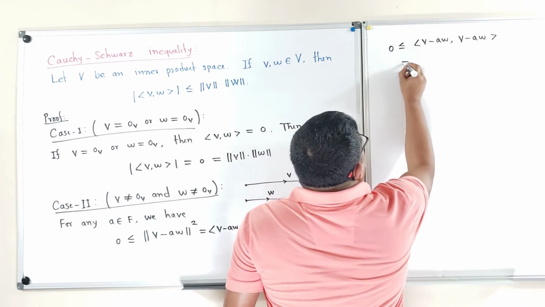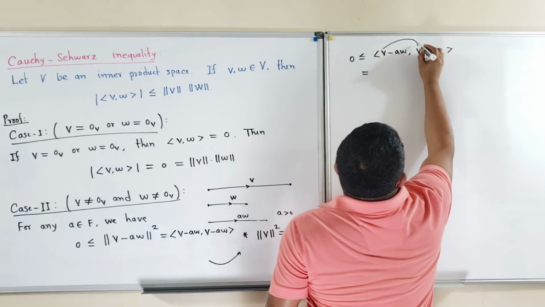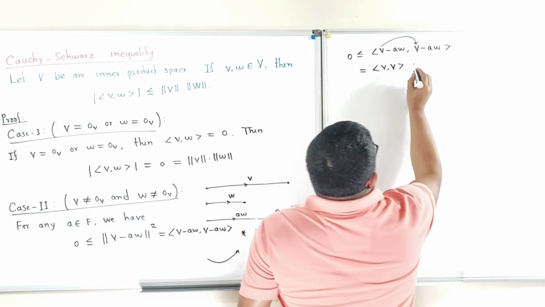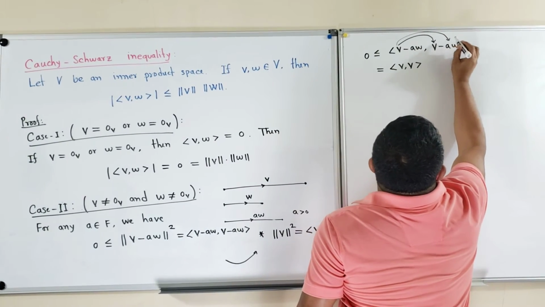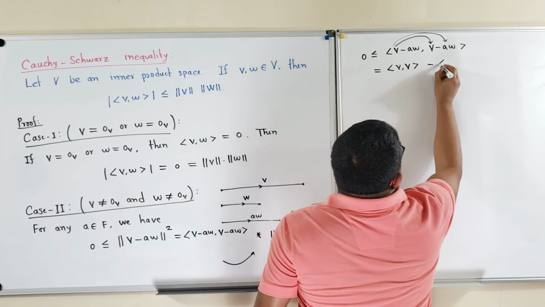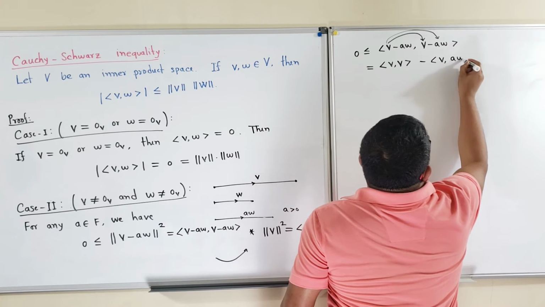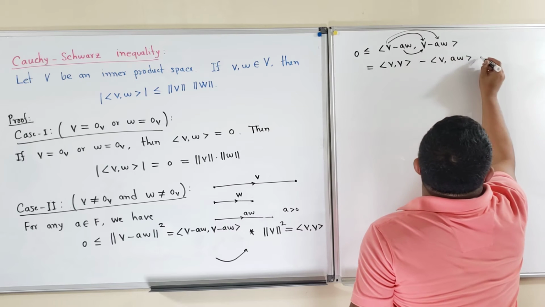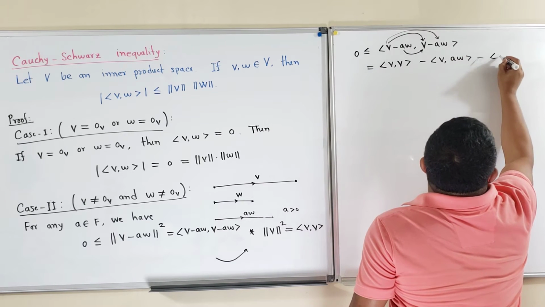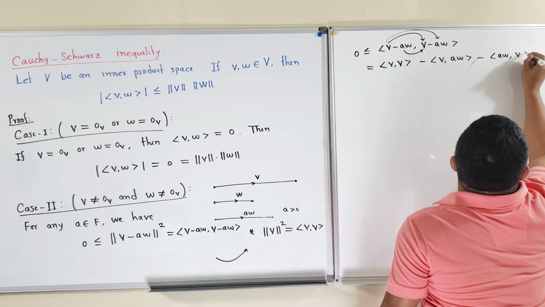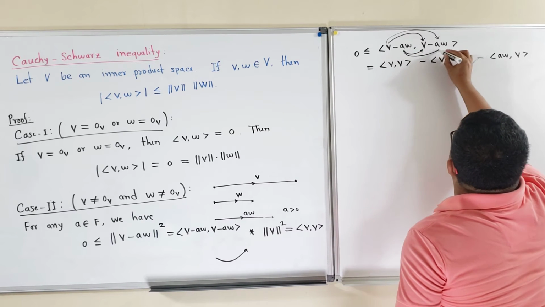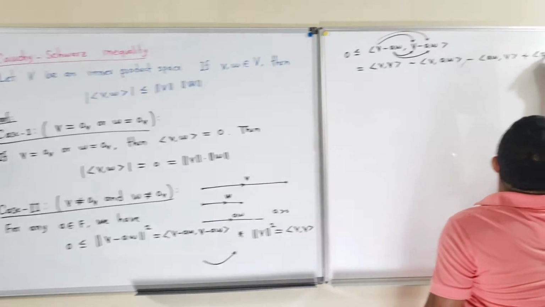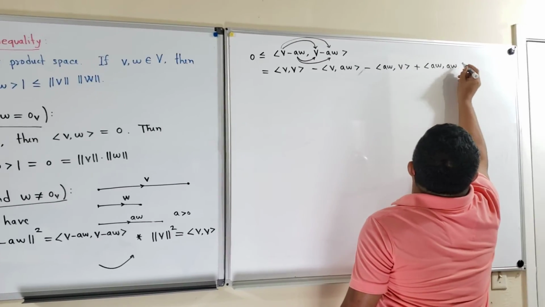So if we multiply these two, so this is inner product of V, V. Now multiply these two. So here there is a minus, inner product of V, AW, then multiply these two, so minus inner product of AW comma V. Now multiply these two, so minus minus plus inner product of AW, AW.